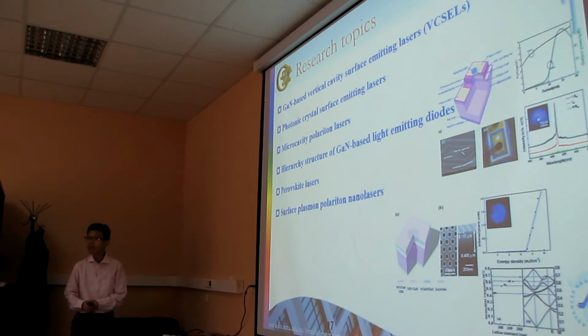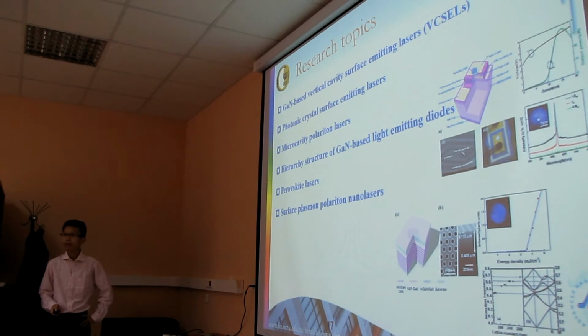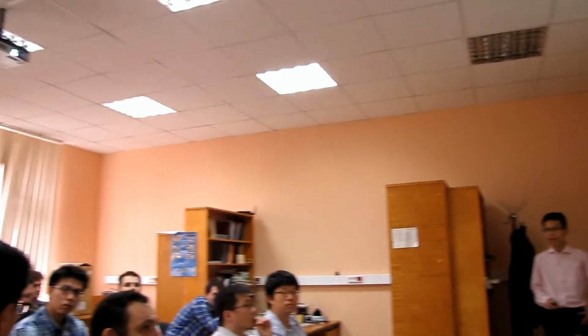Sorry, what does perovskite mean? Perovskite lasers are our new topic. We use a new type of material. Its crystal structure is perovskite, but actually it's made of organic and inorganic elements together.